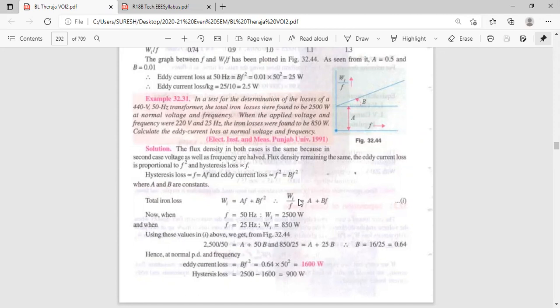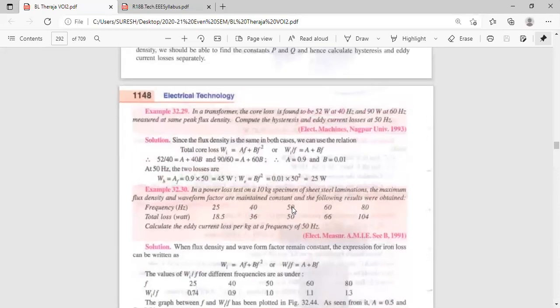Bring this F to the left hand side. WI by F. Okay. WI is equal to AF plus BF square. Take F common and bring F to the left hand side. Therefore, WI by F is equal to A plus BF.